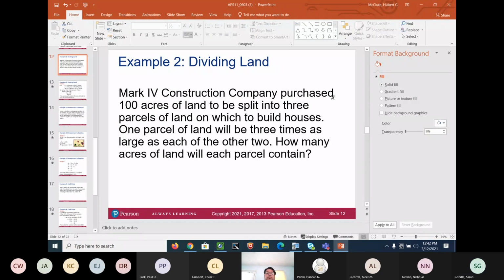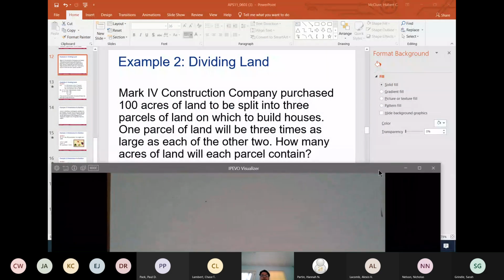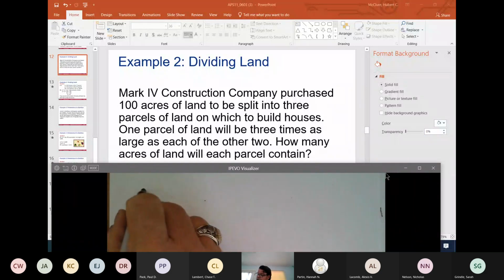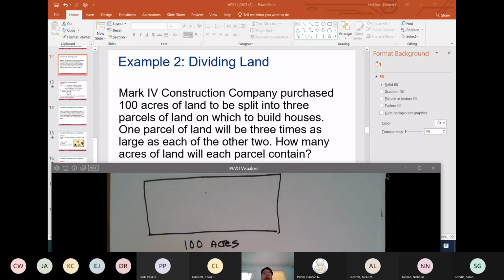Mark IV Construction Company purchased 100 acres of land. Okay, I'm going to draw a picture. Sometimes it helps to draw a picture, and since I was a surveyor for about 40 years of my life, I'm good at this. So we're going to draw a piece of property, and it's 100 acres. I don't know how to spell acres. All right, 100 acres. And we're going to split it into, I think it says 3 tracts, doesn't it? Yeah, 3 parcels.